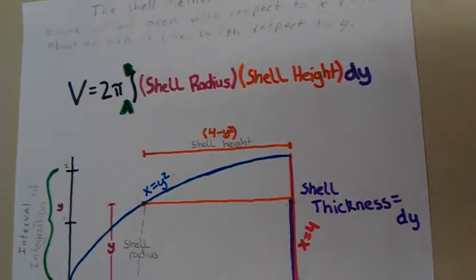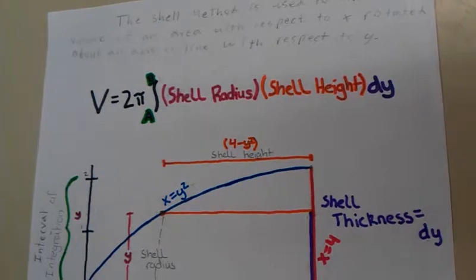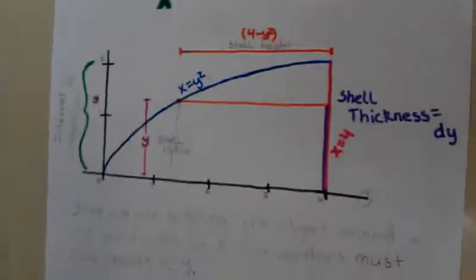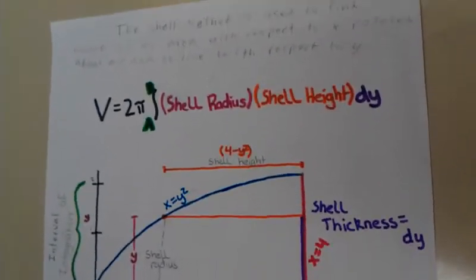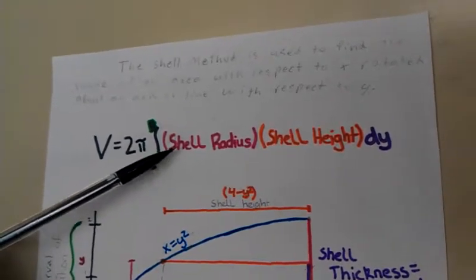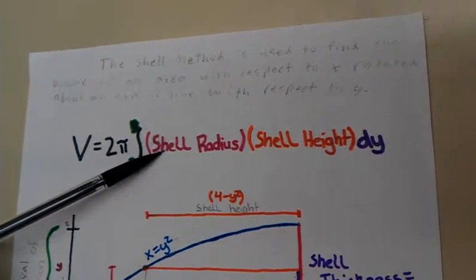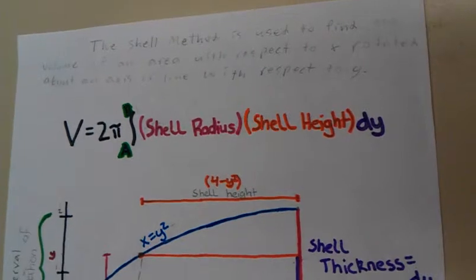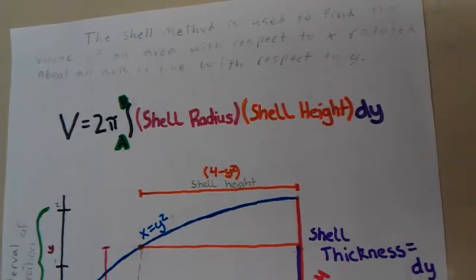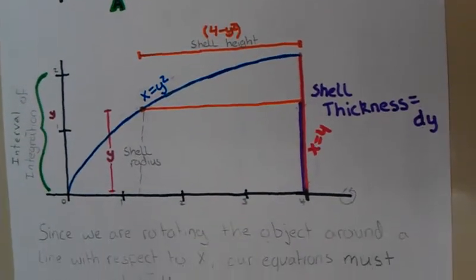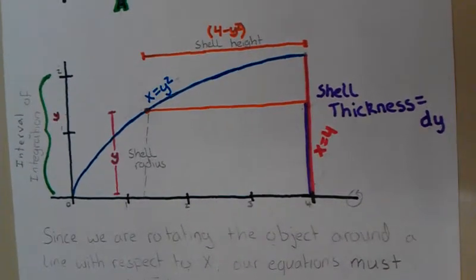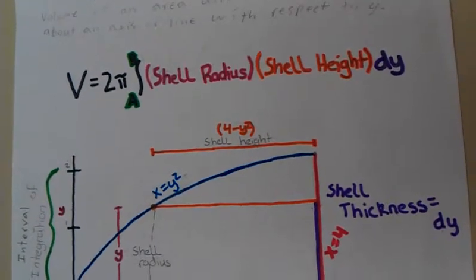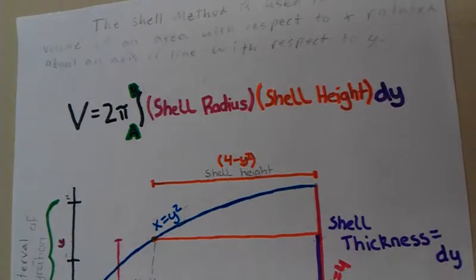You might be asking, what do I take the integral of? The shell radius. That is what you're taking the integral of. You might be like, what's the shell radius? Well, the shell radius will be the distance from a point on a curve to an axis or line.